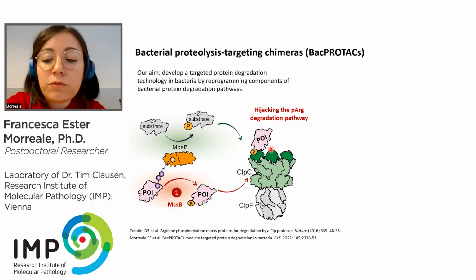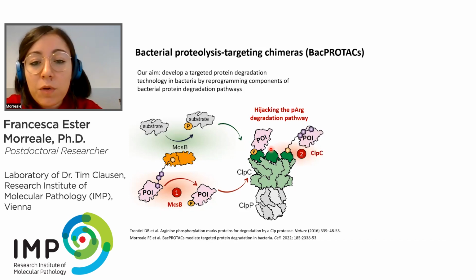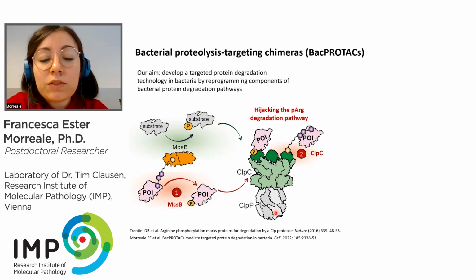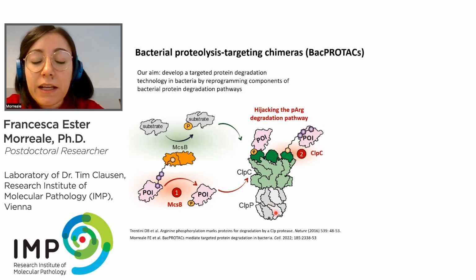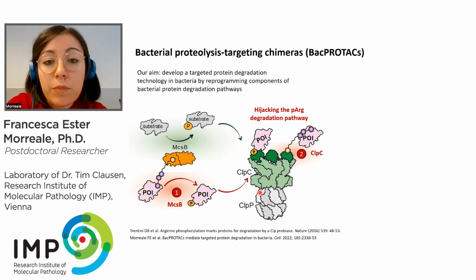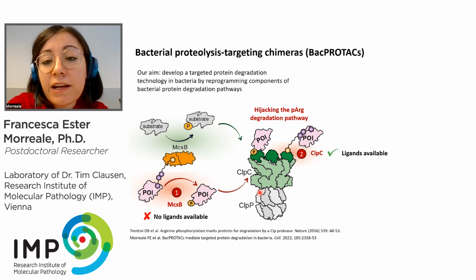However, another option would be to directly find small molecules that bring our protein of interest to ClpCP. And so this would be as if we were designing bifunctional small molecules that direct a protein of interest to the eukaryotic proteasome. However, in the case of bacteria, this system is much simpler. And what made the difference here is that while there are no ligands available for McsB, there are ligands available for the N-terminal domain of ClpC.